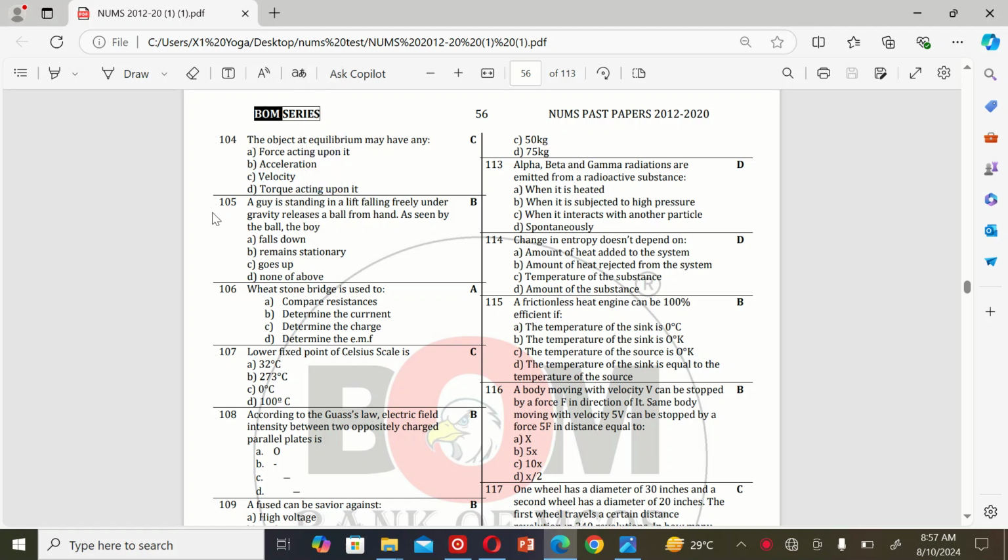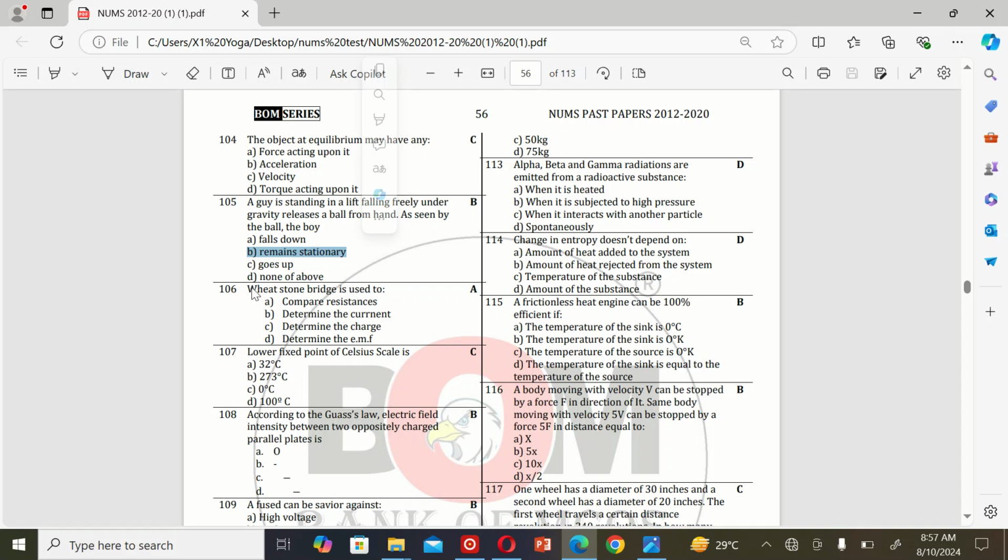The next MCQ is: a guy standing in a lift falling freely under gravity releases a ball from his hand. The ball is seen by the boy to: A, fall down; B, remain stationary; C, go up; D, none of the above. So the correct option is B, remain stationary.